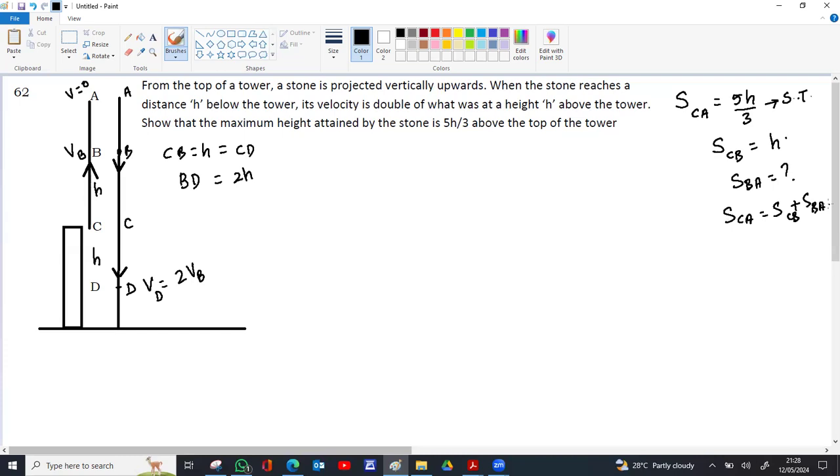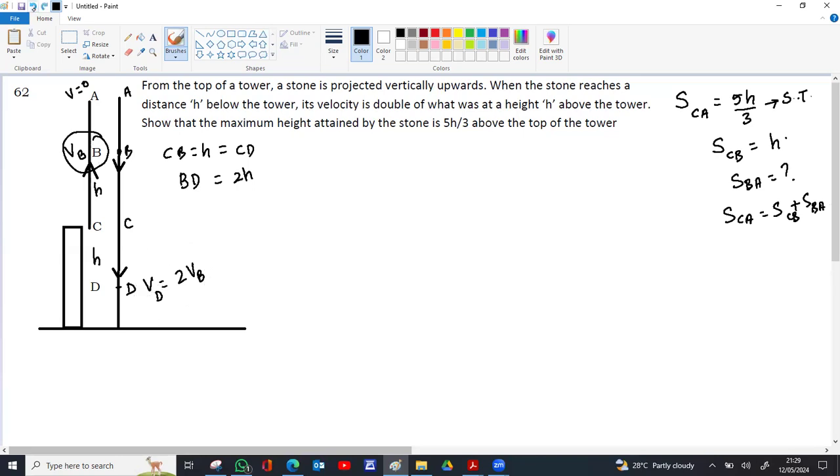So if you count B to A, we have the final velocity as 0, but we don't know the initial velocity at B. So before applying AB with final velocity 0 and other factors, you need to find the velocity of B. The only connection given in the question is the velocity at B and the velocity at D. That means the velocity at D is given as 2 times the velocity at B.